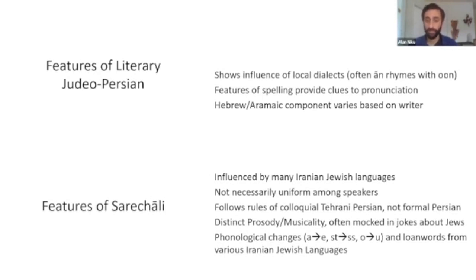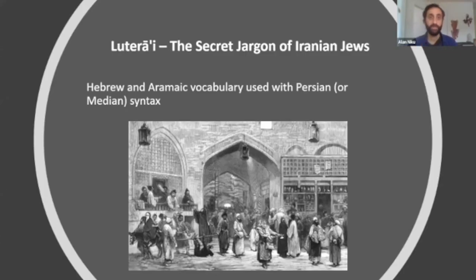And it has a lot of those phonological changes that we mentioned from the Judeo-Median languages and from Shirazi and things like that, that made it into this Jewish dialect of Persian that is still spoken today by some people. Now, in addition to all of that, in case you were not confused enough, there's also Luturai, the secret language, the secret jargon of Iranian Jews. So what is that? How's that different from all these other languages we're talking about?